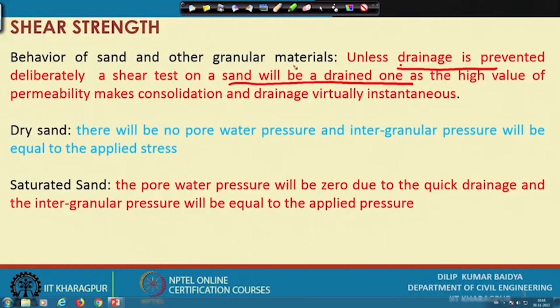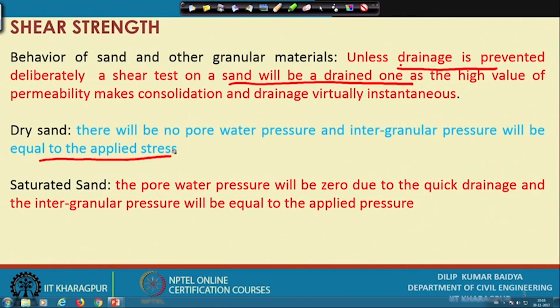So because of that, when you conduct a test on sand and granular soil, it will automatically be drained unless we prevent drainage. And in dry sand, there will be no pore water pressure and the intergranular pressure will be equal to the applied pressure.